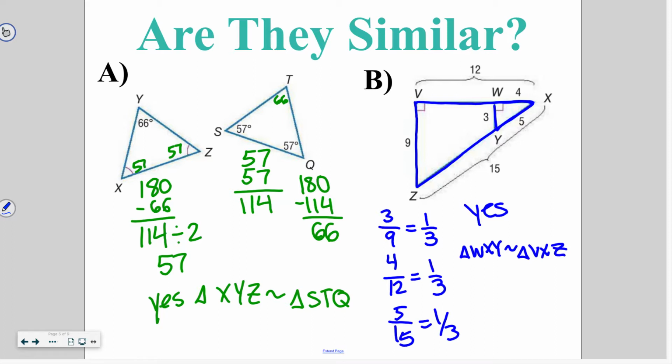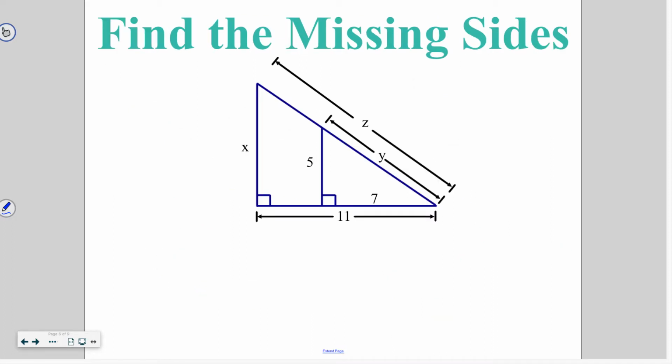So again, if it is asking you for similarity, if it is yes, you need to write that similarity statement. If it is no, you need to explain why. Either the angles don't match or the sides are not proportional. We can then use these ideas of proportional sides to help us find missing measurements. We are also going to utilize our Pythagorean theorem during this process.